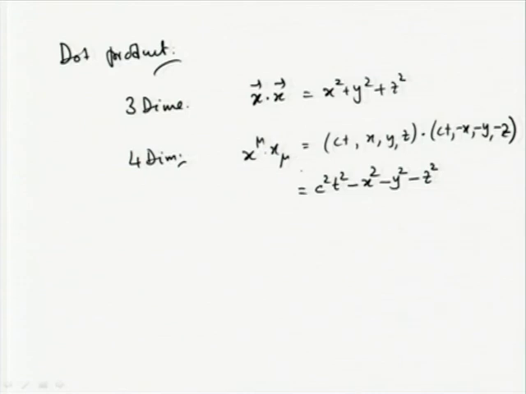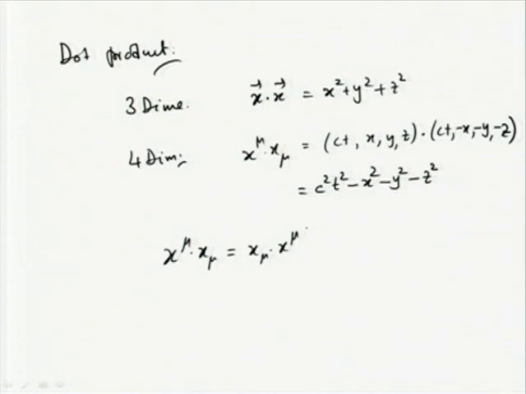There are two things that you should notice here. One is that when I write this mu in this fashion, I sum over this index mu. The other thing is that when I take a dot product, I have taken one vector as a covariant vector, the other one as contravariant. It does not matter whether I take first the covariant and then the contravariant, or first the contravariant and then the covariant. They will both give you the same result, c square t square minus x square minus y square minus z square in this case.